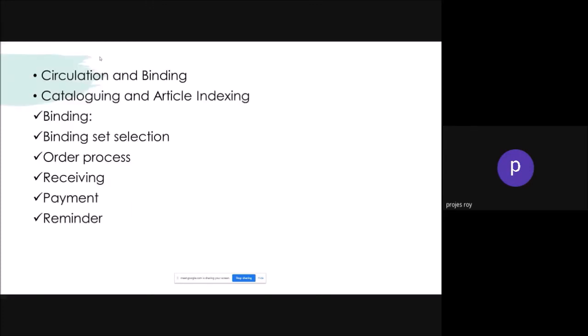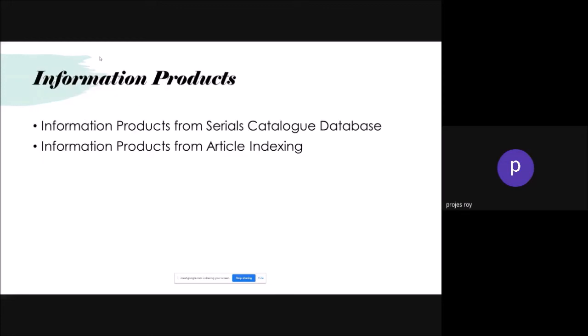Selection includes selection of new titles, renewal selection, approval list preparation, and approval. Then order and payment include ordering, advance payment, adjustment of the advance payment, and refund. Then acquisition includes receiving and registration, and claiming of non-received issues. These are the processes. Now come circulation and binding, cataloging, article indexing, binding set selection, order process, receiving, payment, reminder.